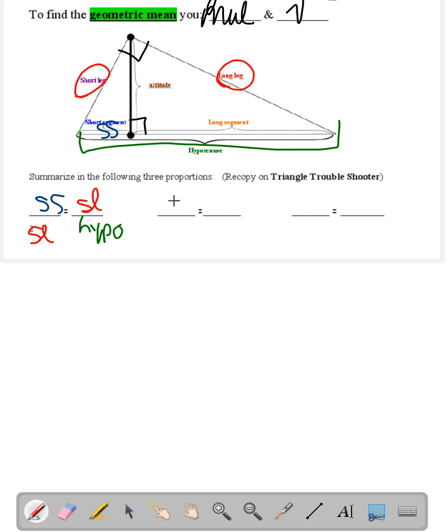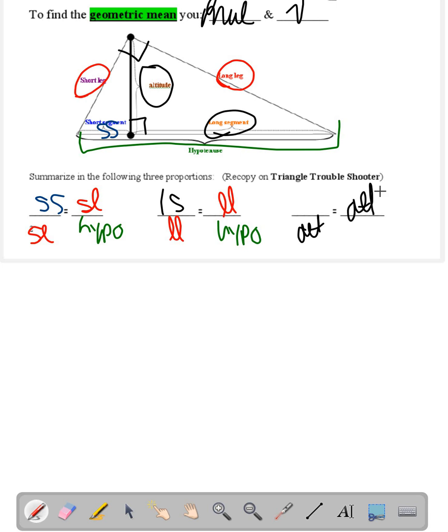Then here we have the long leg. I'm going to use LL. The long leg is the geometric mean between the long segment and the hypo. And last, the altitude is the geometric mean between the short segment and the long segment. These must be memorized.